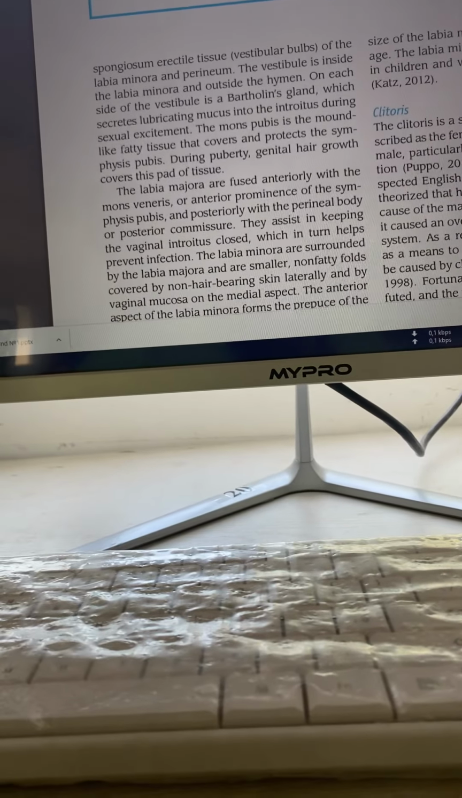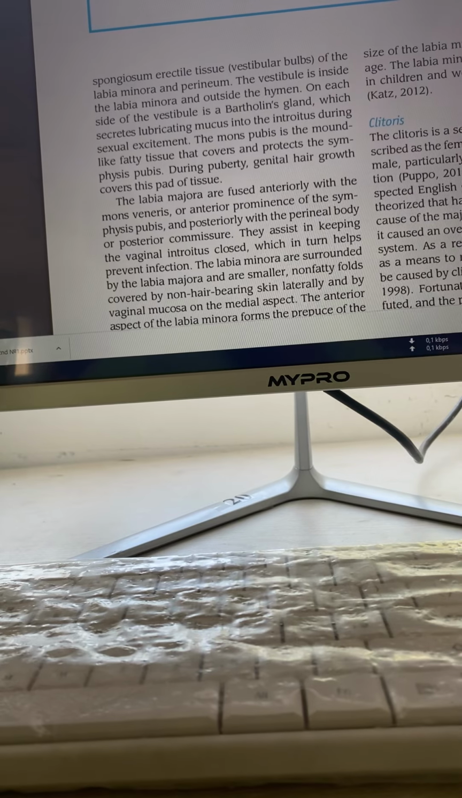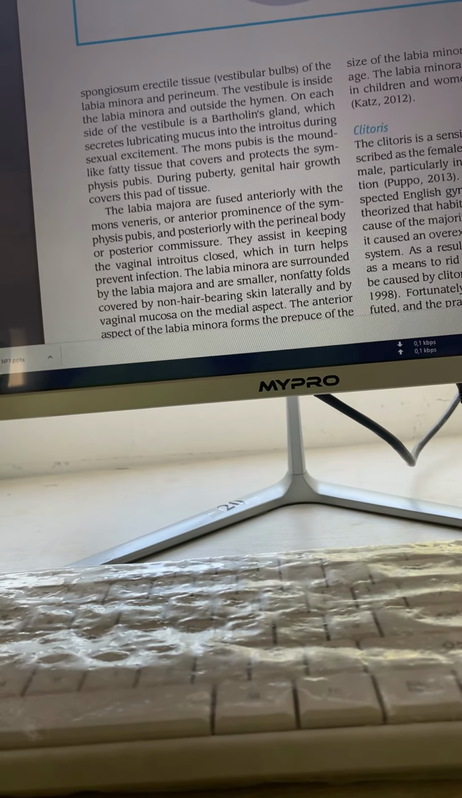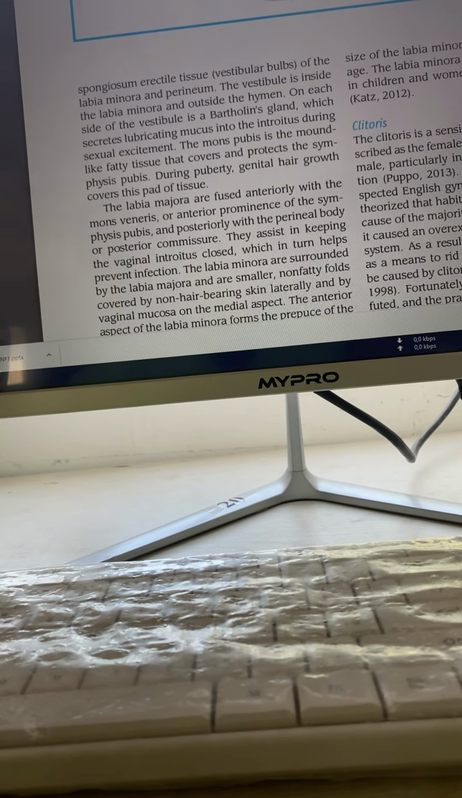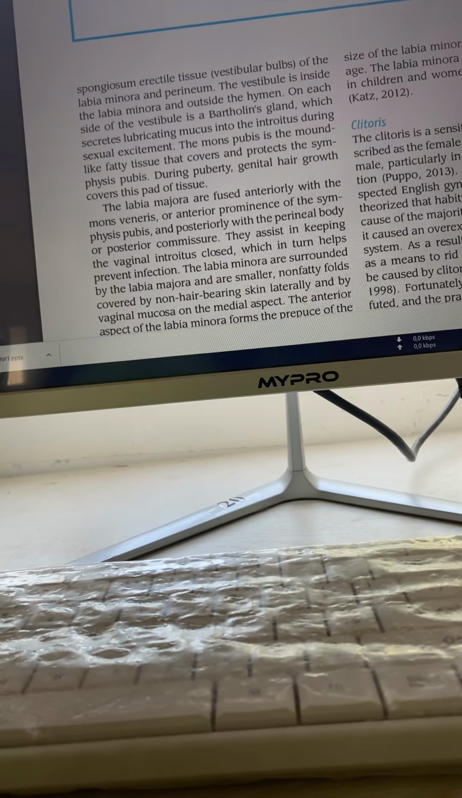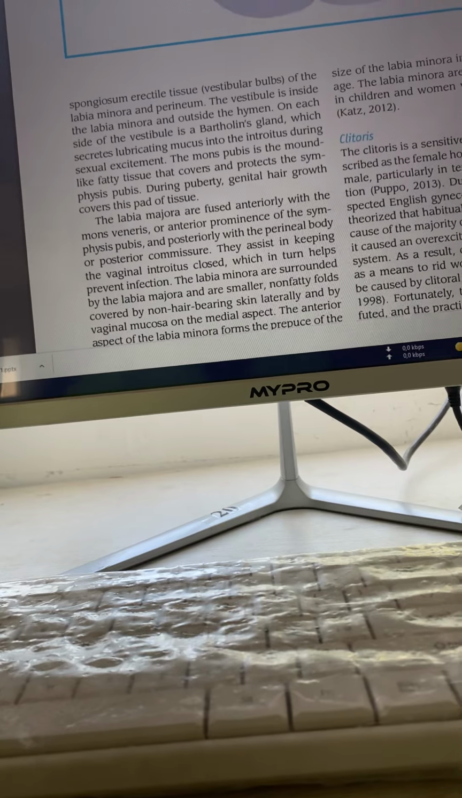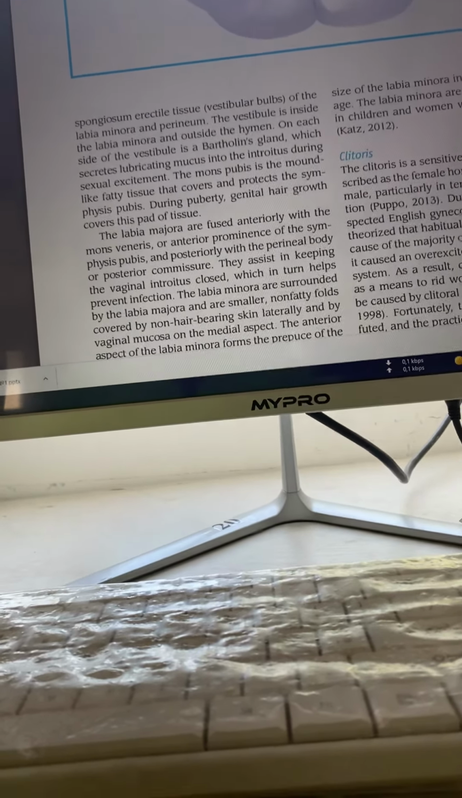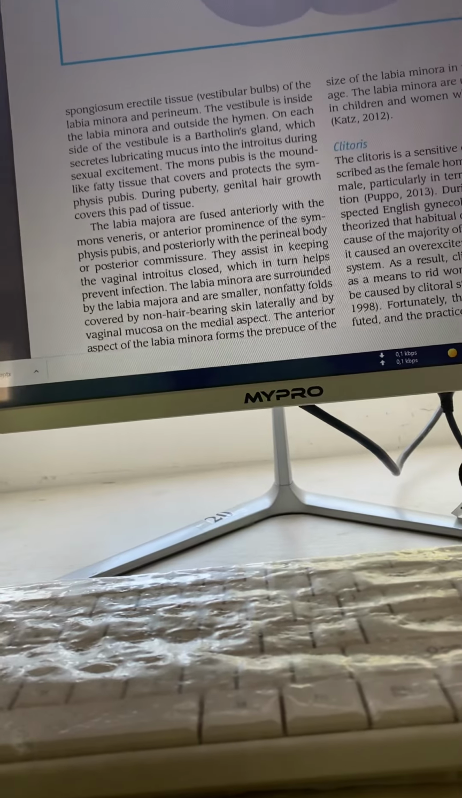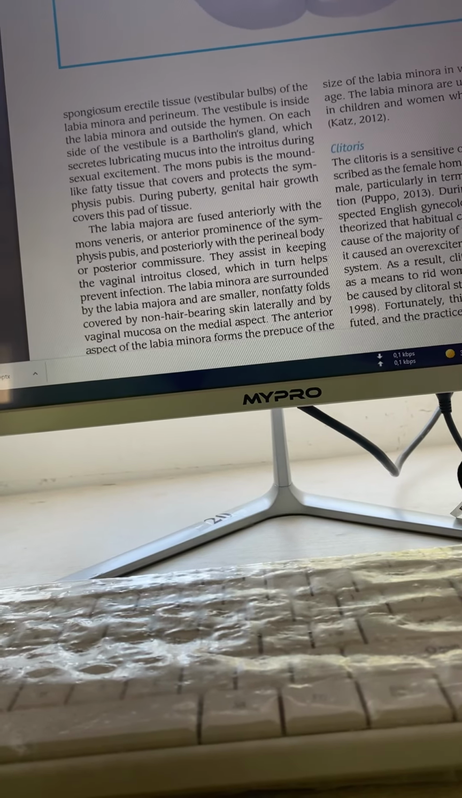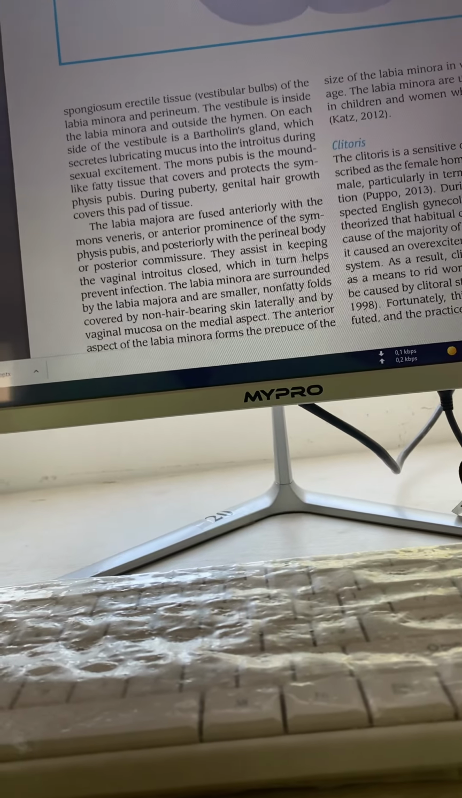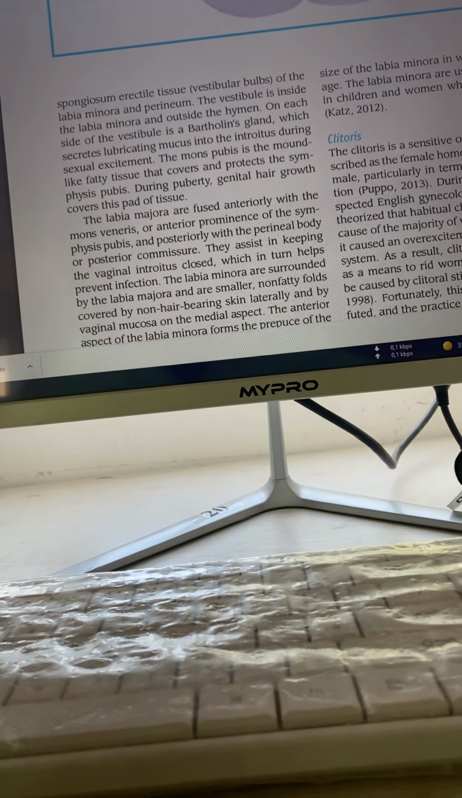Spongiosum erectile tissue, vestibular bulbs of the labia minora and perineum. The vestibule is inside the labia minora and outside the hymen. On each side of the vestibule is a Bartholin's gland, which secretes lubricating mucus into the introitus during sexual excitement. The mons pubis is the mound-like fatty tissue that protects the symphysis pubis. During puberty, genital hair growth covers this pad of tissue.